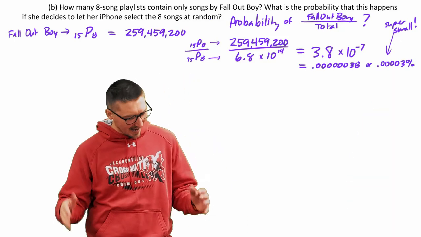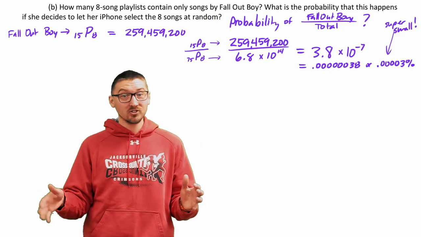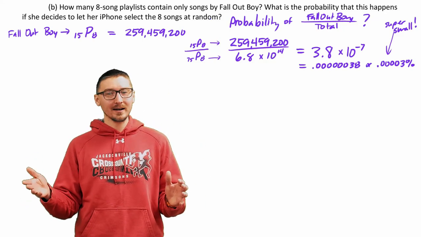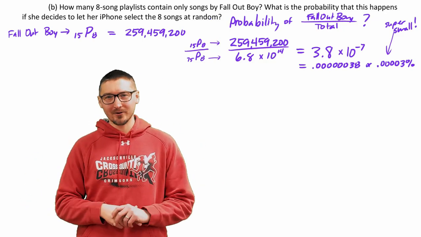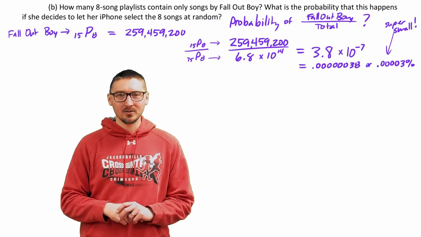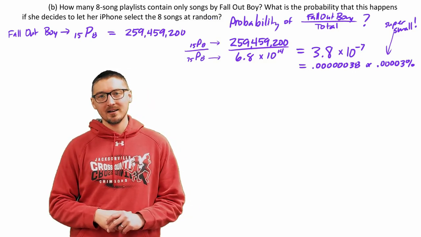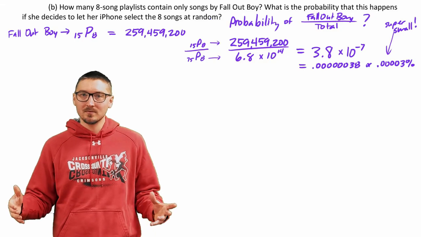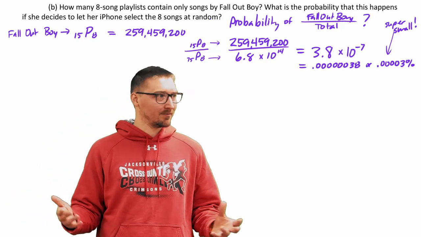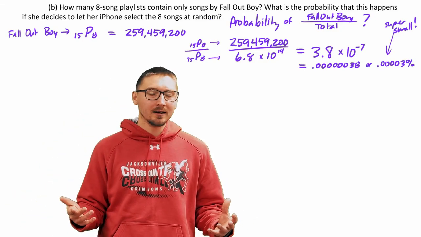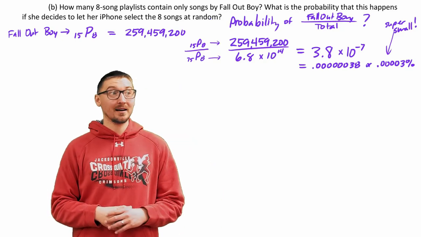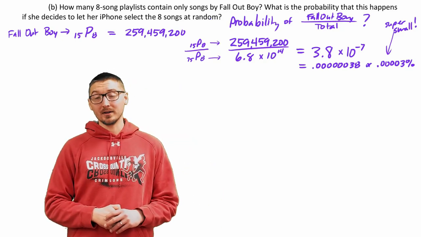The odds of getting 8 songs in a row on shuffle, selected at random, is almost zero. It will hardly ever happen that you get 8 songs from that same artist if you're on shuffle, which seems reasonable to us. Like, that's never happened to me. It would be just a couple times out of a trillion if you tried to get that playlist to work out.